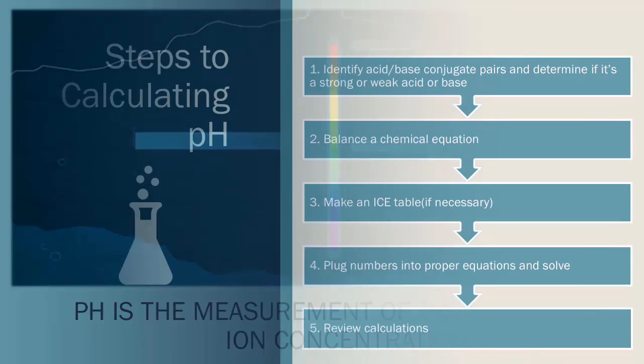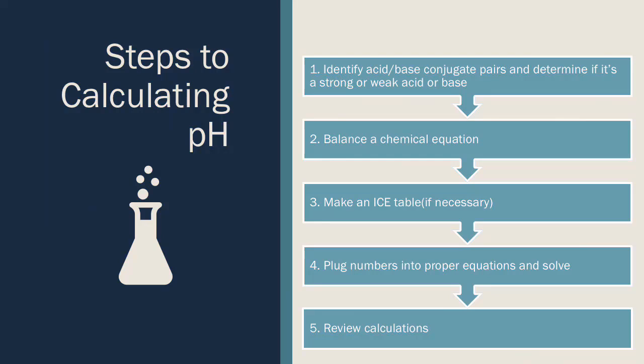Steps to calculating pH. The first step is to identify the acid or base conjugate pairs and determine if it's a strong or weak acid or base. The second step is to balance a chemical equation. The third step is to make an ICE table if necessary. The fourth step is to plug numbers into proper equations and solve. And the fifth step is to review calculations.